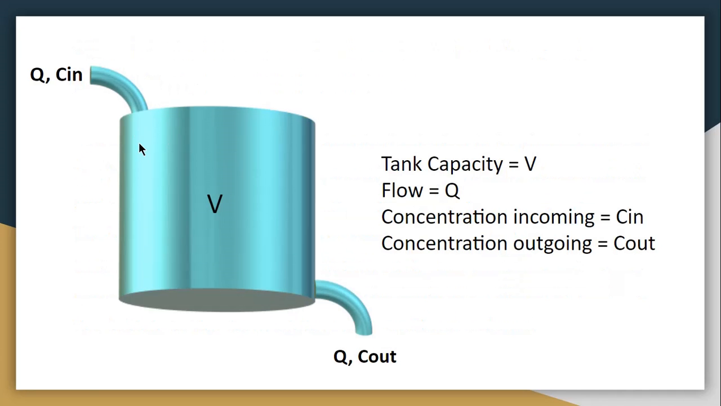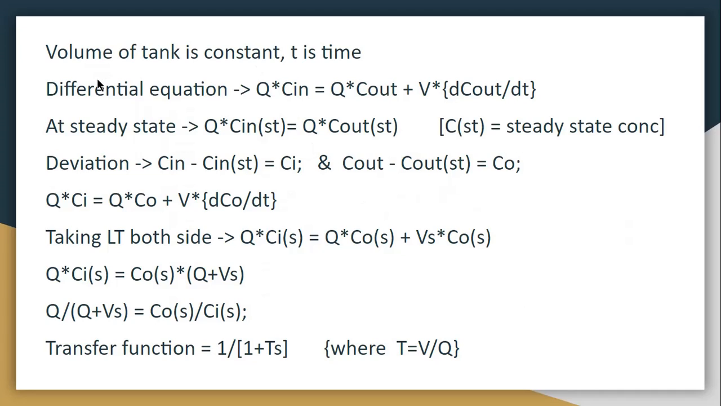Here you can see the tank; its capacity is V and flow is Q. Flow in and flow out are both Q. The concentration coming in is C in and the concentration going out is C out. We start with the differential equation: Q times concentration in equals Q times concentration out plus V times dC out by dt.